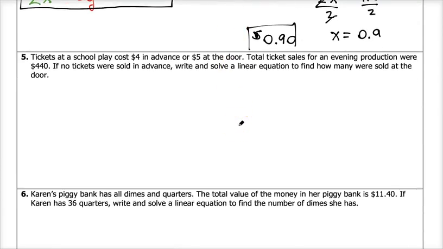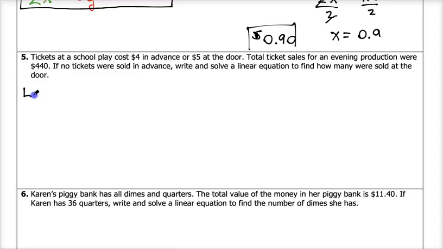Okay, number 5 says tickets at a school play cost $4 in advance or $5 at the door. Total ticket sales for an evening production were $440. If no tickets were sold in advance, write and solve a linear equation to find how many were sold at the door. So again, we're relating two different objects.